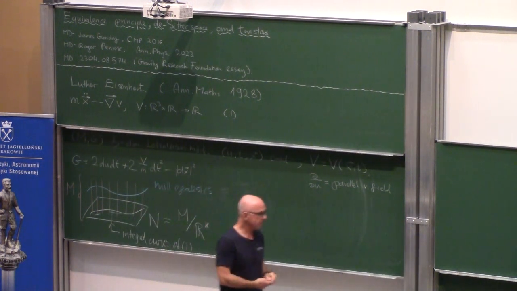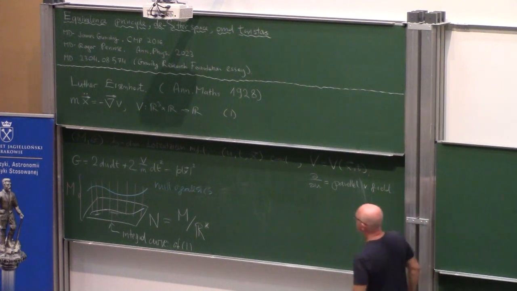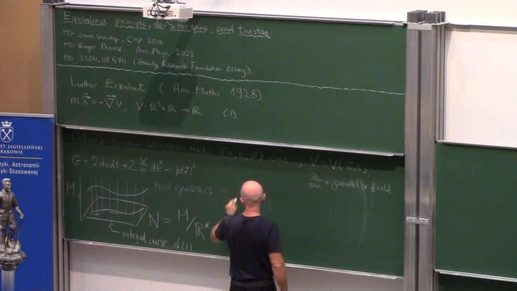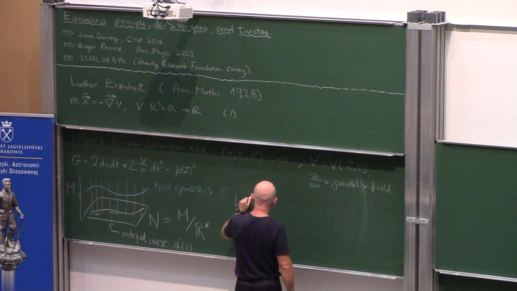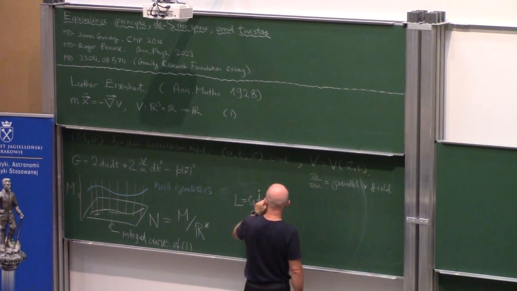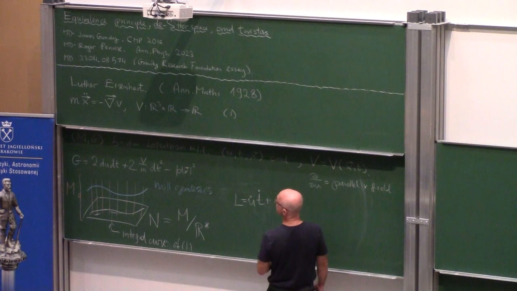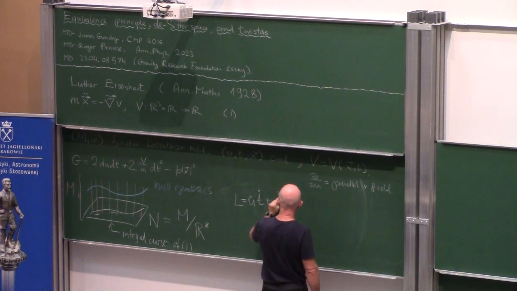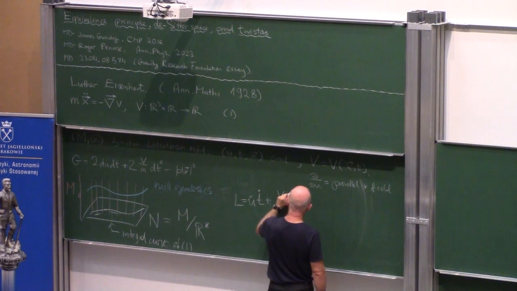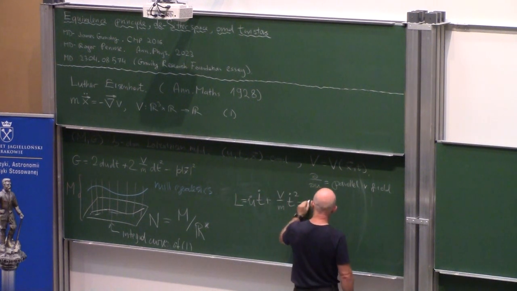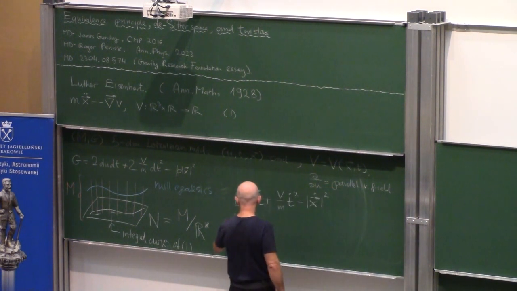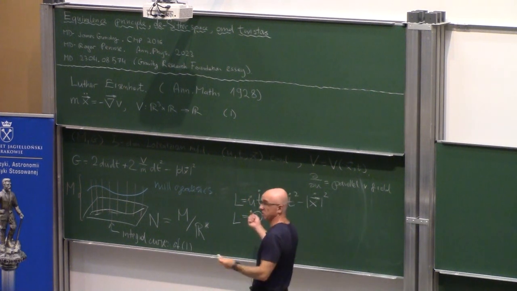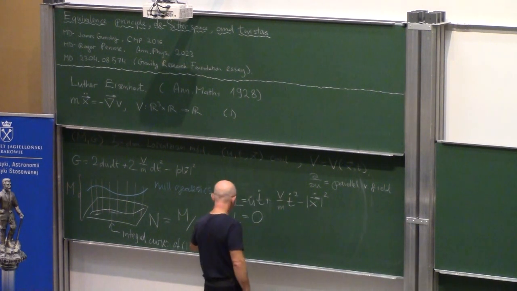To see that, you just consider a geodesic Lagrangian for this metric g. Say that L is u dot t dot plus V over m t dot squared minus x dot squared, and you impose the condition that L equals zero, since you're looking for null geodesics, and you write the Euler-Lagrange equations.